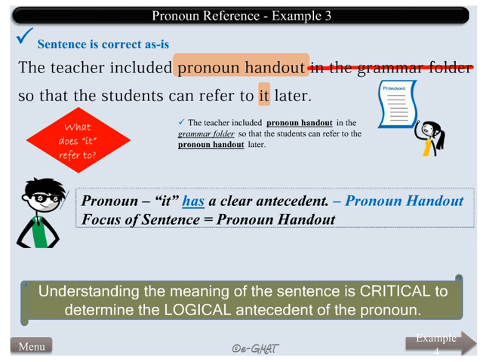In this sentence, it would not make sense for the teacher to say as follows. The teacher included the handout in the folder so that the students can refer to the folder later. Notice how the focus of the sentence now shifts to grammar folder and the reader is left thinking as to why the sentence mentioned anything about including the handout at all.